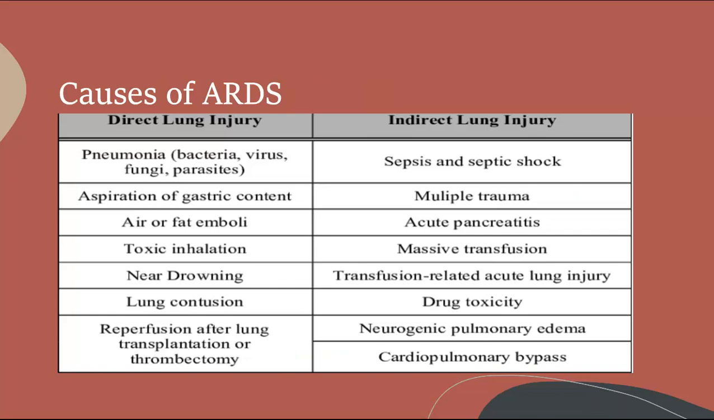Then what are the causes of ARDS? They classify it as direct lung injury and indirect lung injury, or intrapulmonary and extrapulmonary. The most common causes of direct lung injury are pneumonia, either viral or bacterial, aspiration pneumonia, fat embolism, toxic inhalation, near drowning, and lung contusion. Indirect causes include acute pancreatitis, multiple trauma, sepsis, where the most common is septic shock, massive transfusion like TRALI, drug toxicity, neurogenic pulmonary edema, and cardiopulmonary bypass.